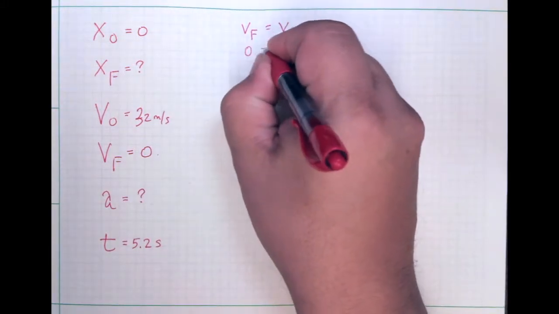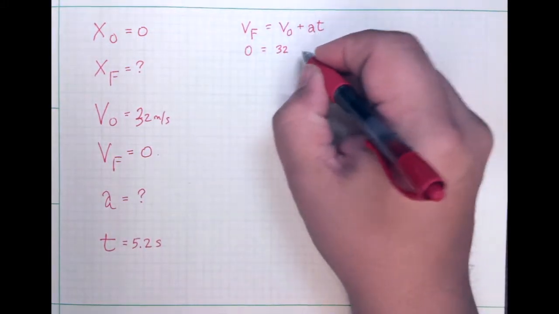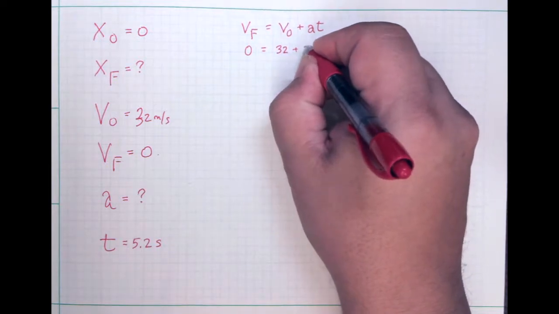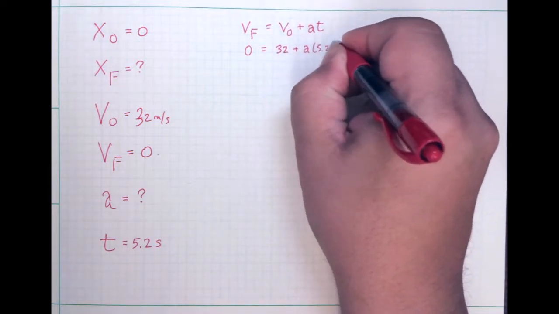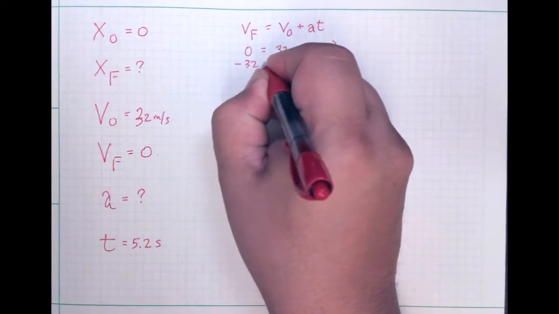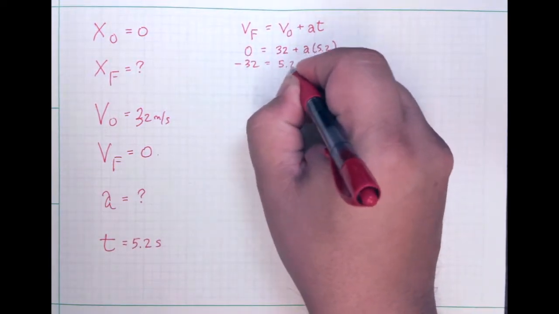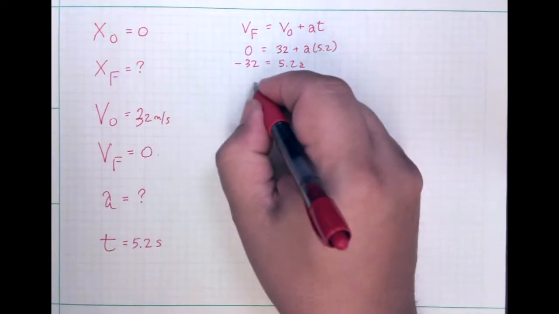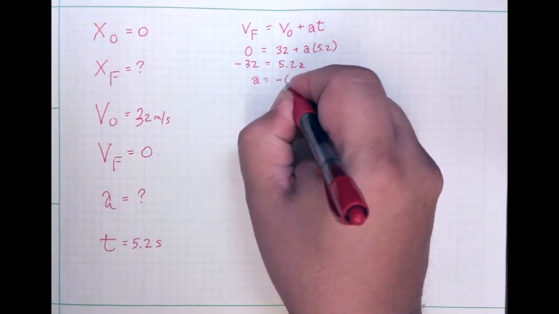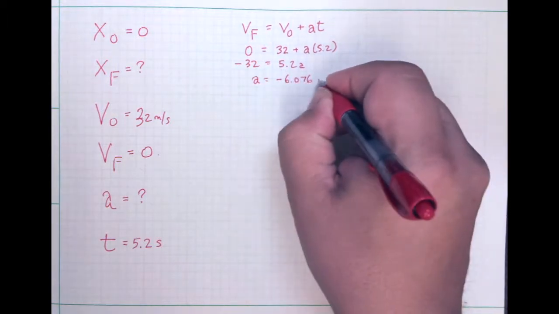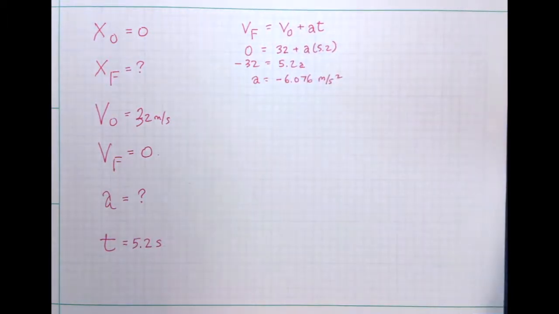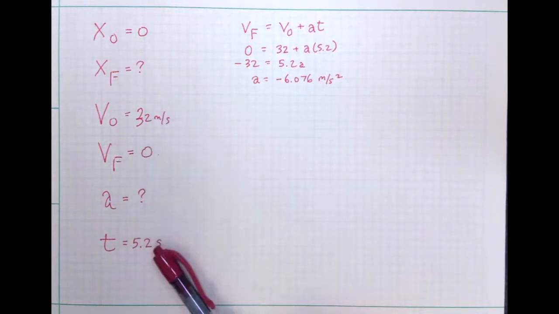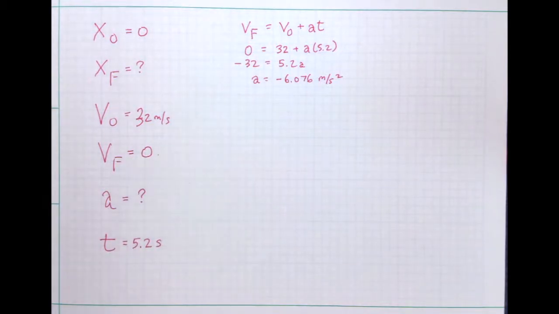Looking at the data, we put in the data there, 0 for the final velocity, 32 for the initial velocity, and 5.2 for the elapsed time. Taking 32 over to the other side of the equation allows us to isolate A, and we get a value for the acceleration of negative 6.076 meters per second squared. Note that this is far too many significant figures for the problem since we only have 2 significant figures in our data, so we would report this as an acceleration of negative 6.1 meters per second squared.